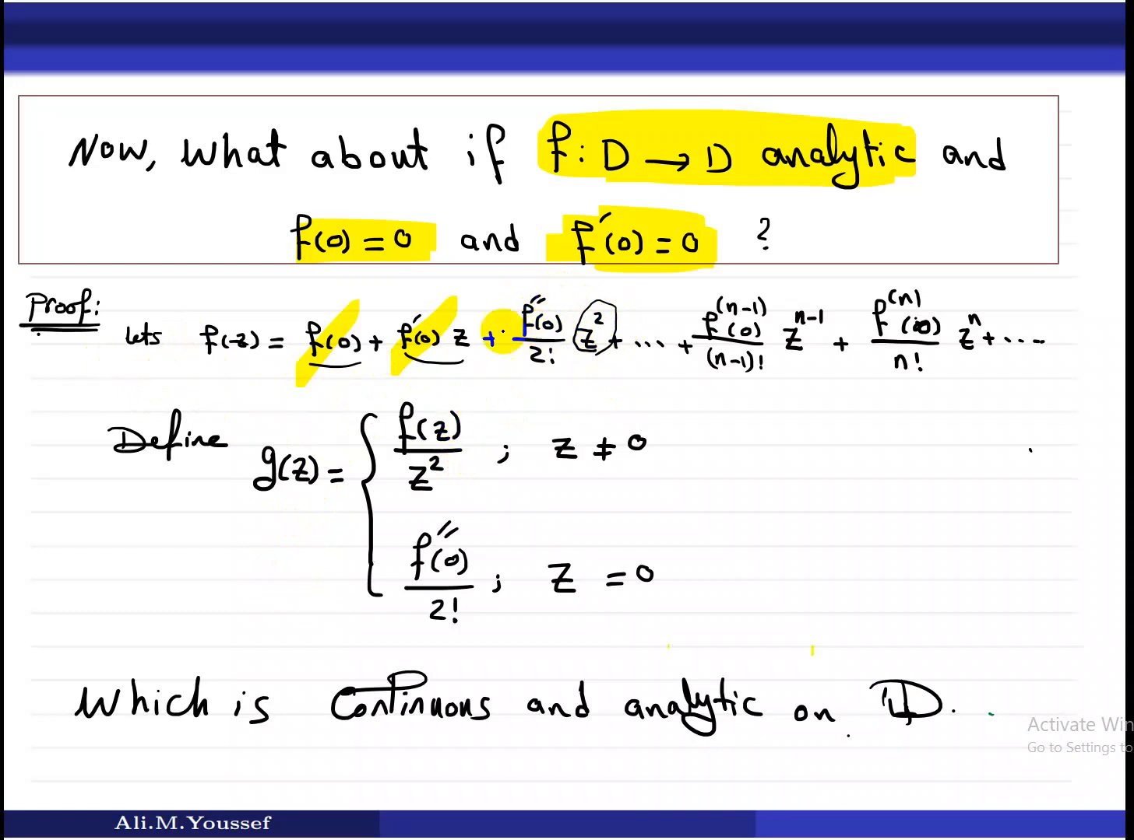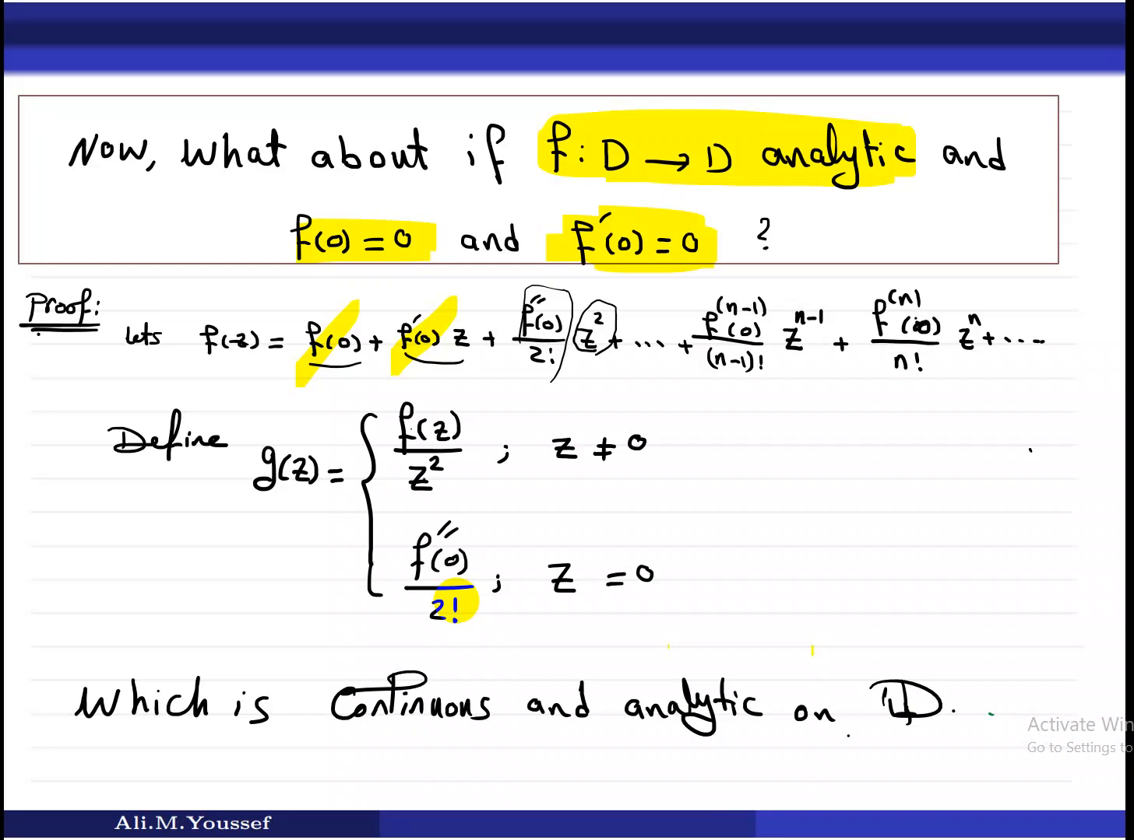So here we use f of z over z squared when z is not equal to 0. But when z is equal to 0, take the limit. In this limit, all of these terms are equal to 0 except this one. After we divide by z squared, we have f double prime over 2. This is 1. So applying the maximum principle theorem, and done.